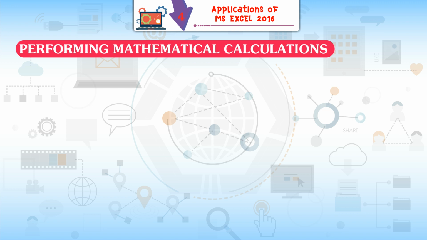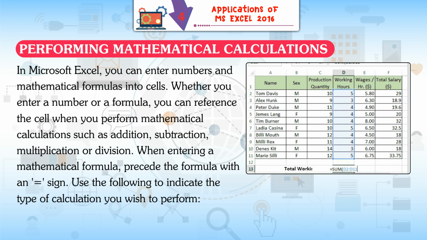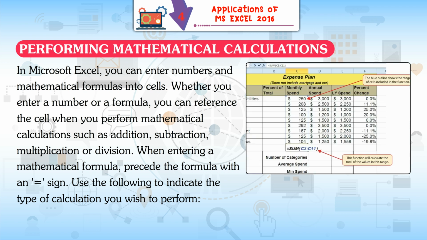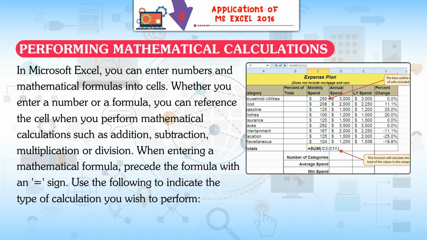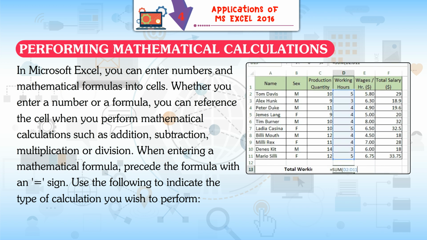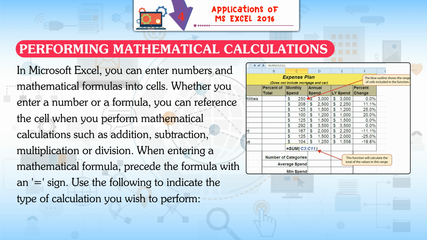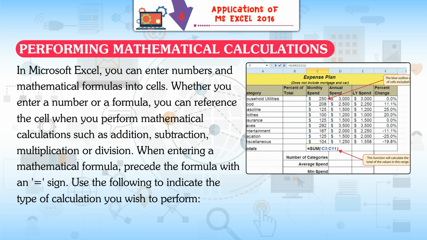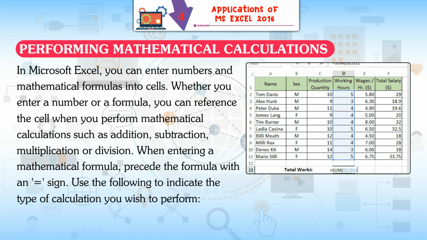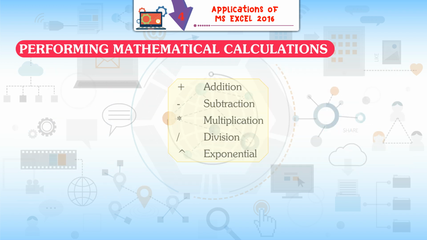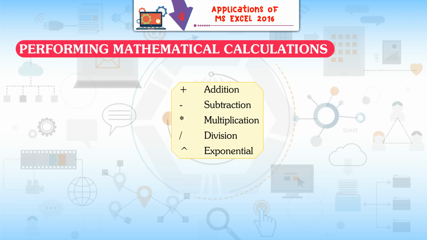Performing mathematical calculations. In Microsoft Excel, you can enter numbers and mathematical formulas into cells. Whether you enter a number or a formula, you can reference the cell when you perform mathematical calculations such as addition, subtraction, multiplication, or division. When entering a mathematical formula, precede the formula with an equal to sign. Use the following to indicate the type of calculation you wish to perform: plus for addition, minus for subtraction, asterisk for multiplication, slash for division, caret for exponent.